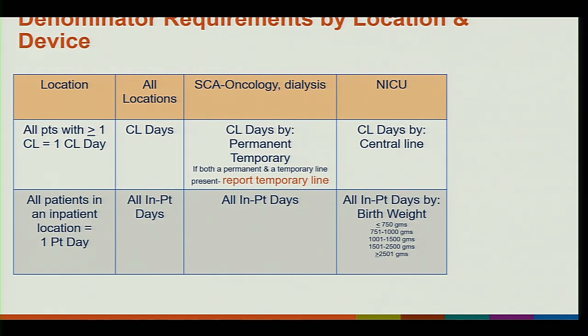Your denominator requirements by location and device. Remember, if the patient has greater than 2 central lines, only report 1 central line day. For your specialty care areas, if both the permanent and temporary line are present, report the temporary line. This guidance is correct in the patient safety manual.